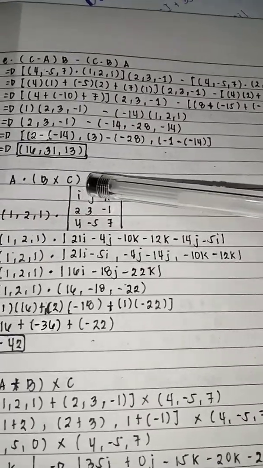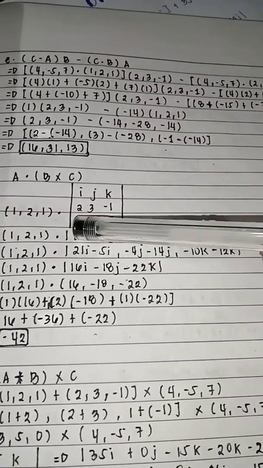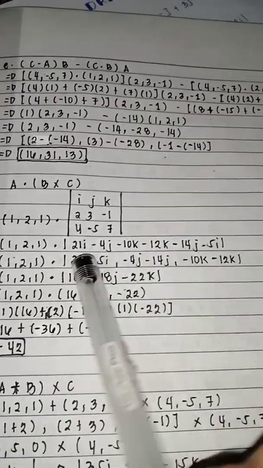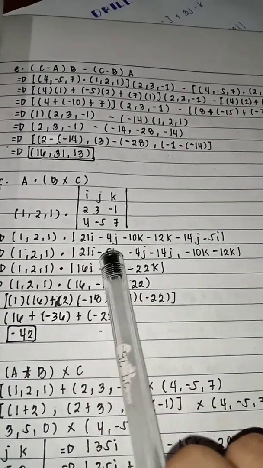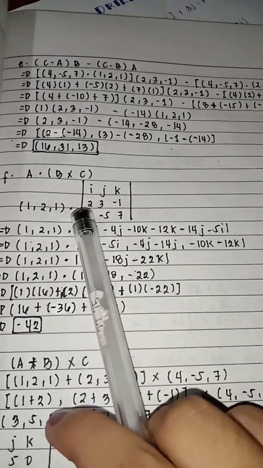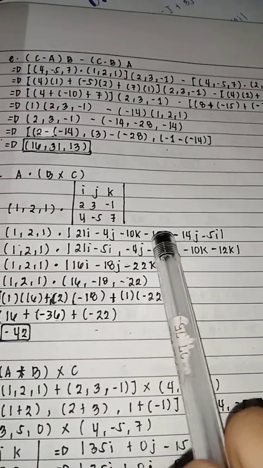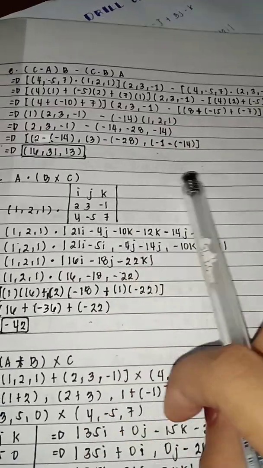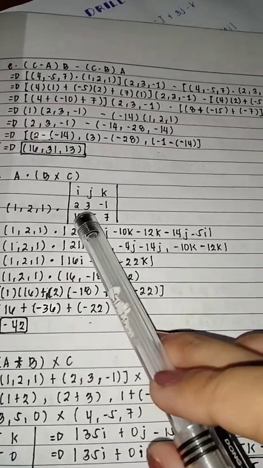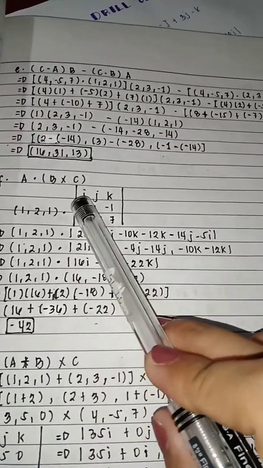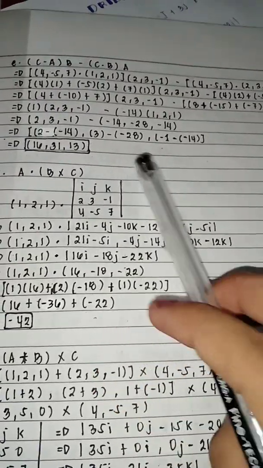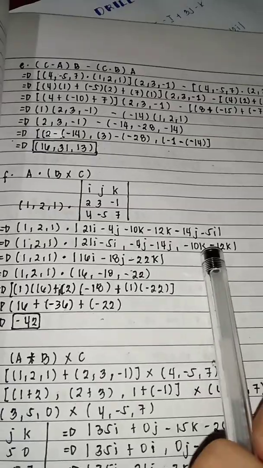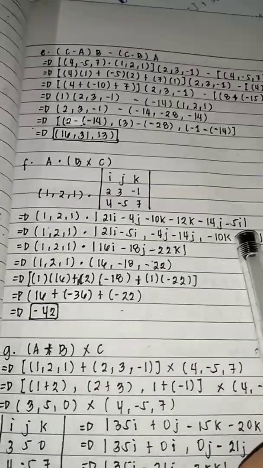And i times 3 times 7 is equal to 21i. j times negative 1 times 4 is equal to negative 4j. k times negative 5 times 2 is equal to negative 10k. Negative 4 times 3 times k is equal to negative 12k. 2 times j times 7 is equal to 14j. i times negative 1 times negative 5 is equal to negative 5i.